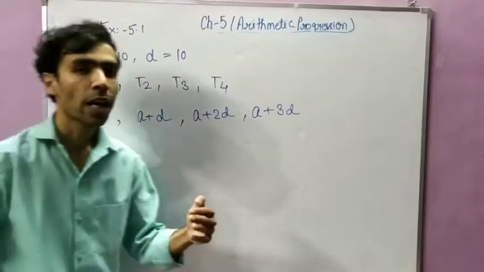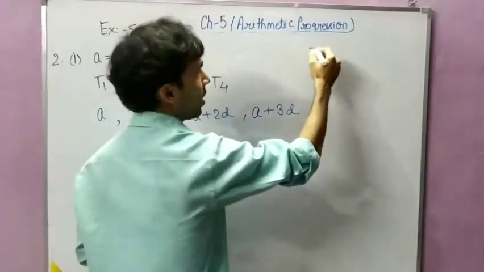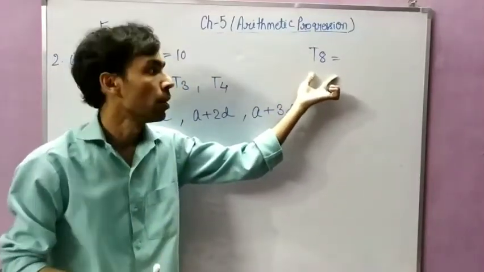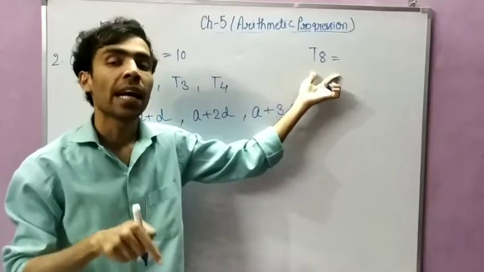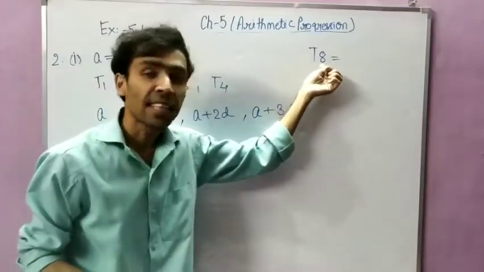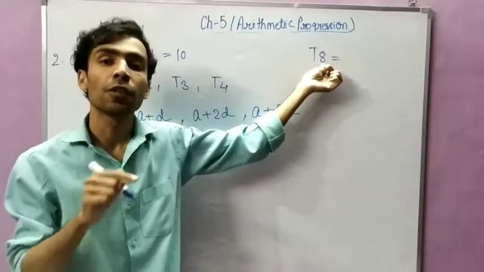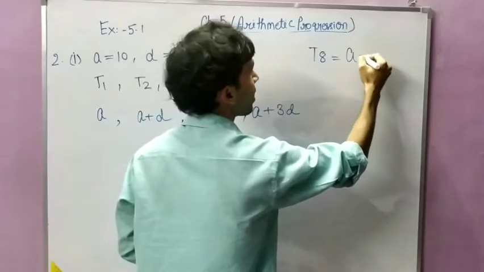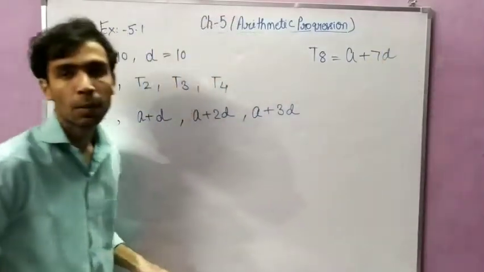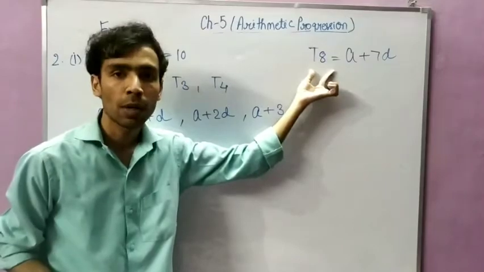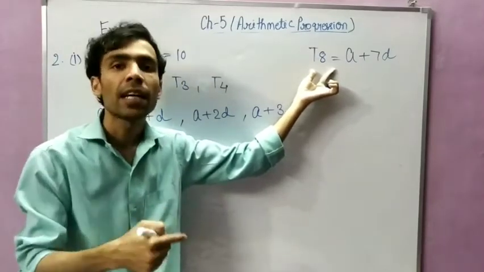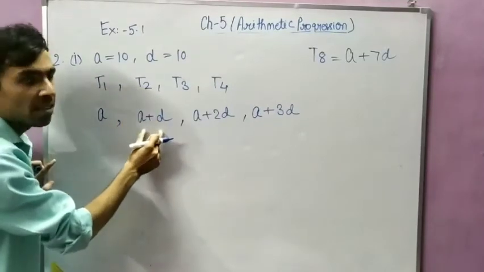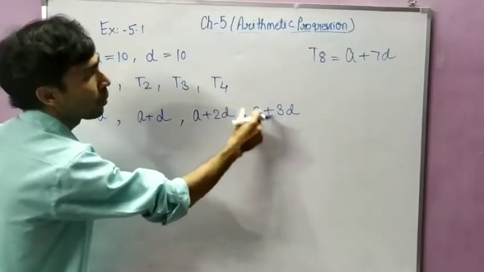Suppose you have to calculate the 8th term. If you have to calculate the value of the 8th term, how many D will you add in A? You will add one less than the term number. It is the 8th term, so how many D will you add? You will add 7D in the first term. So that can be written as A plus 7D. Whatever term we want to calculate, we add one less than that number of D in the first term. So the first term was A, the second term was A plus D, the third term is A plus 2D, and the fourth term is A plus 3D.